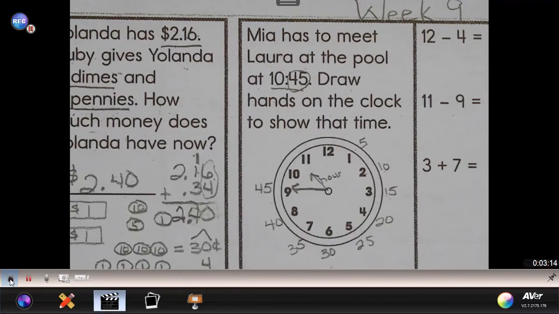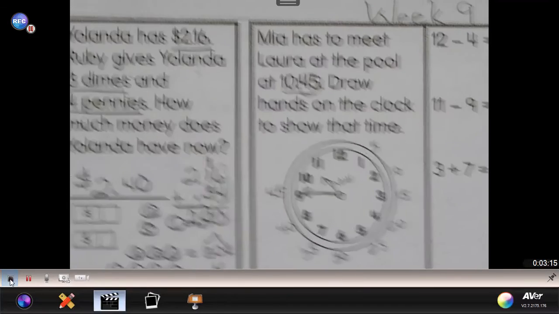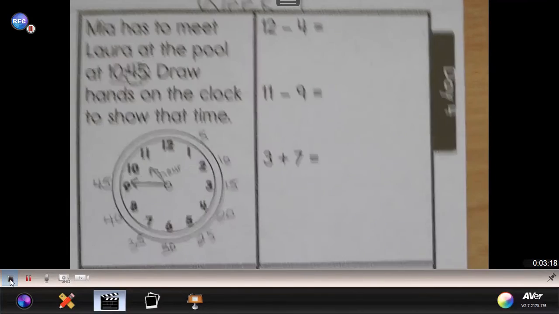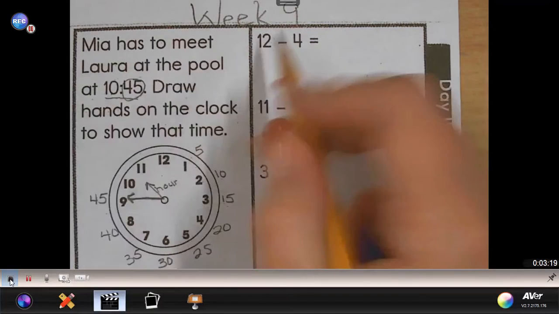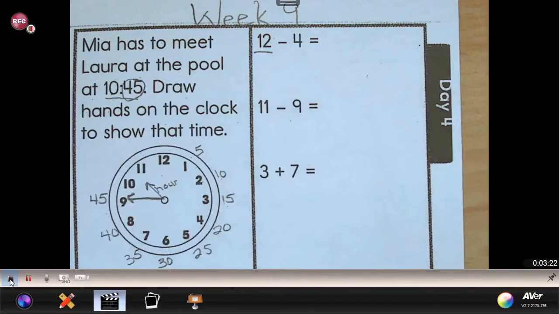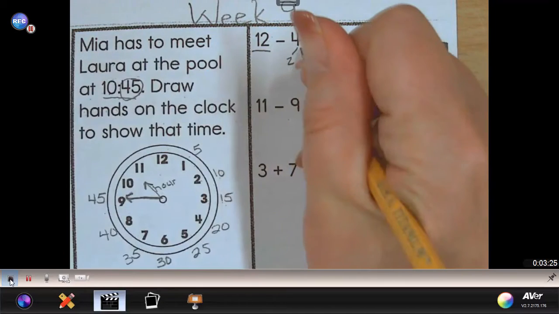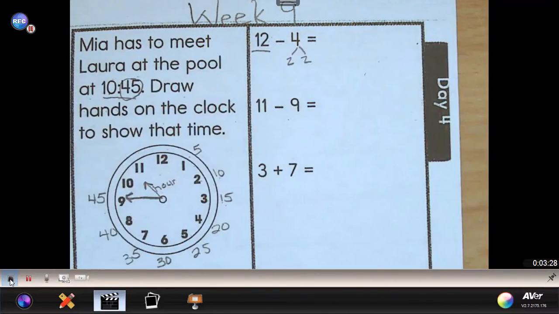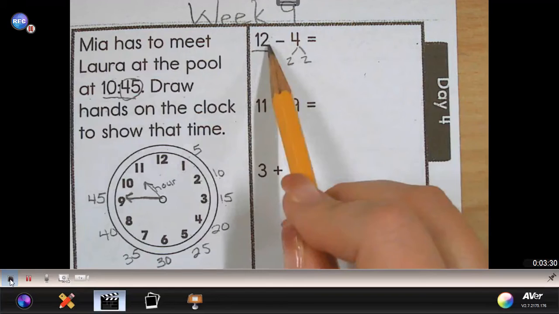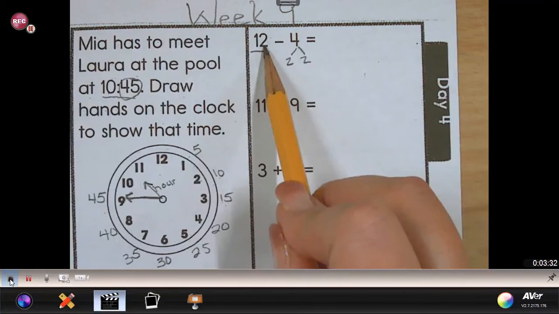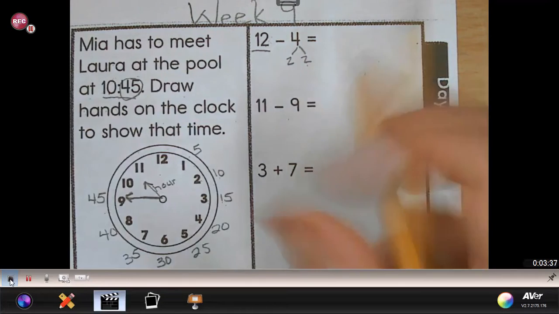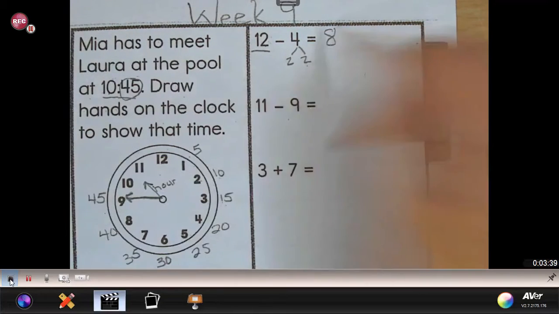Our next set of problems are some basic adding and subtracting. So we have a total of 12. We are going to subtract 4. If I wanted to, I could break this up as 2 and 2 to subtract from the 12. Subtracting 2 from 12 would make 10, and then subtracting 2 more from 10 would make 8.